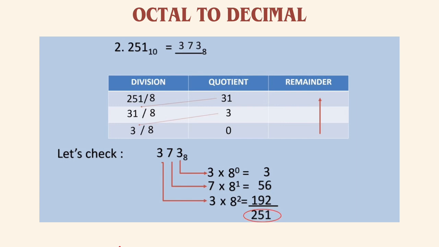So 8 times 7 is equal to 56. Lastly, 8 raised to the power of 2, so 8 times 8 is equal to 64. 64 times 3 is equal to 192. The sum is 251 base 10.